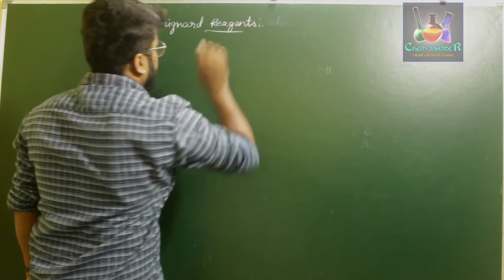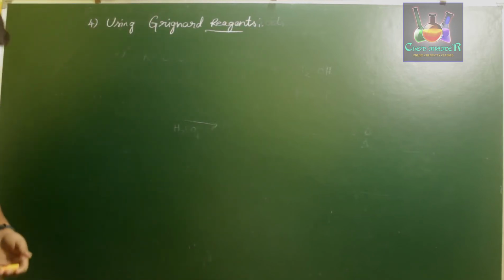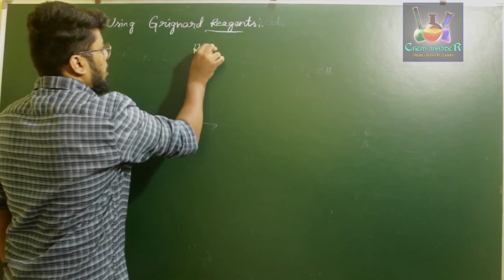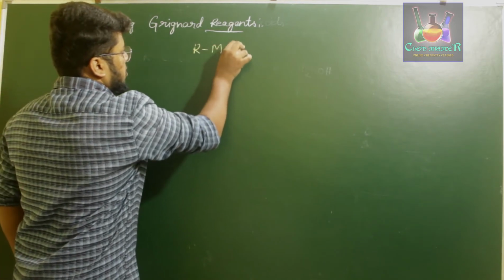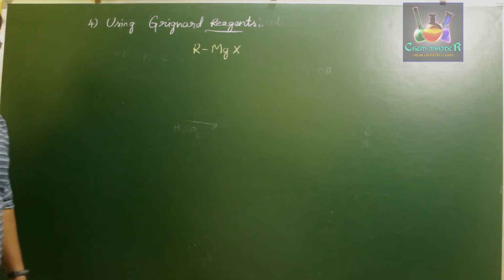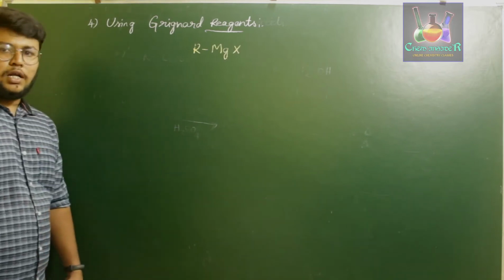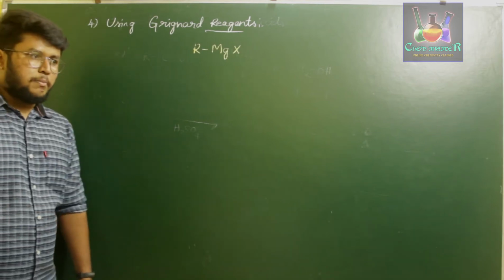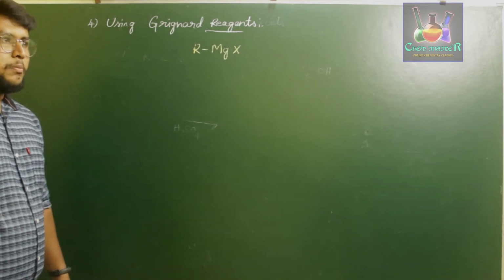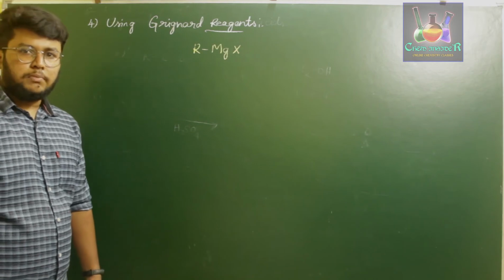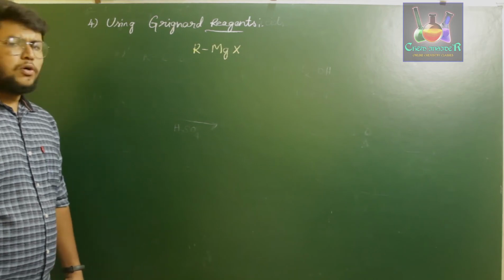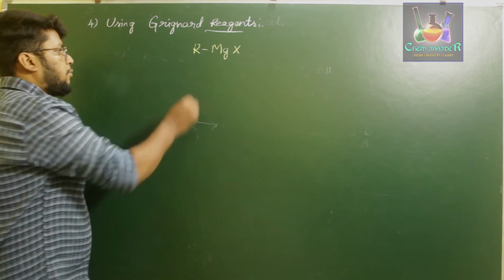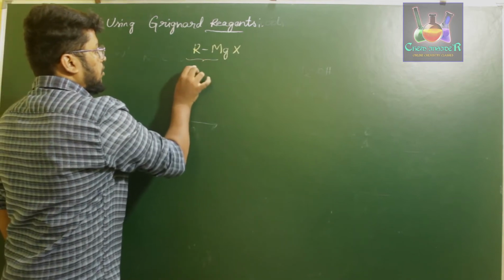Grignard reagents. So first of all, what is a Grignard reagent? A Grignard reagent is a compound of the form RMgX, where R might be an alkyl or aryl group. So whenever you come across a pure metal, an alkali metal or alkaline earth metal, forming a covalent bond with the carbon of a hydrocarbon, then that bond is called an organometallic bond.